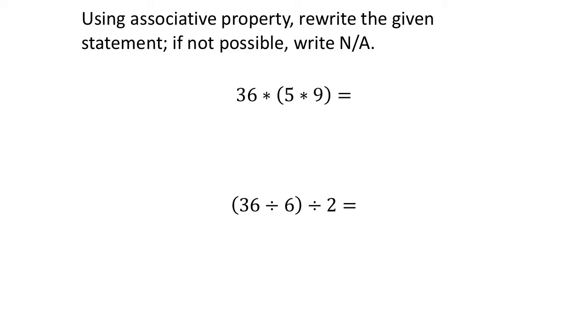So now this is the associative property. Of course, we just finished the commutative, now associative. And remember, the associative property won't change the order of these values, right? And if it's not possible, we'll put NA. But let's just look at this first one.